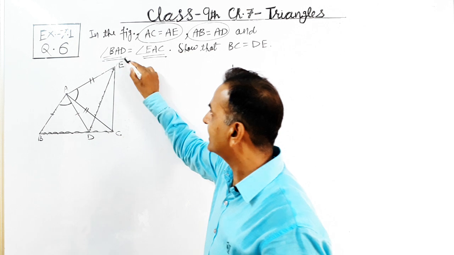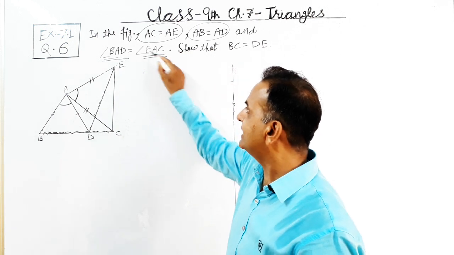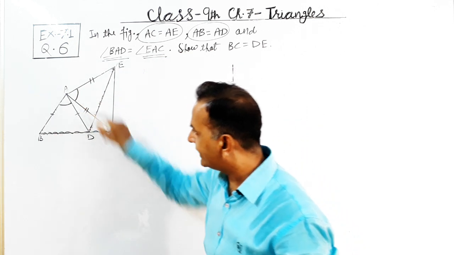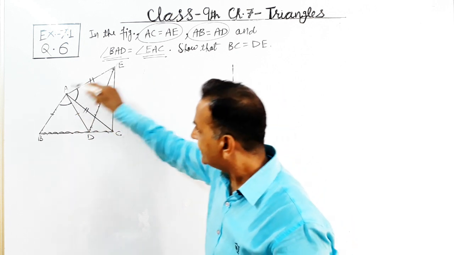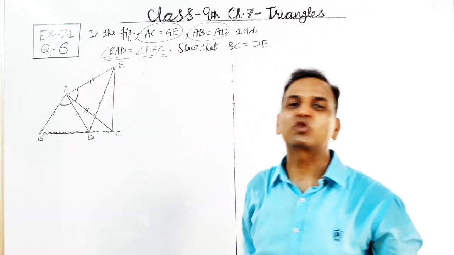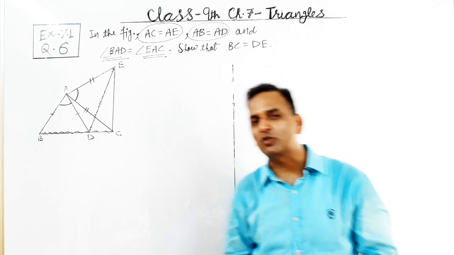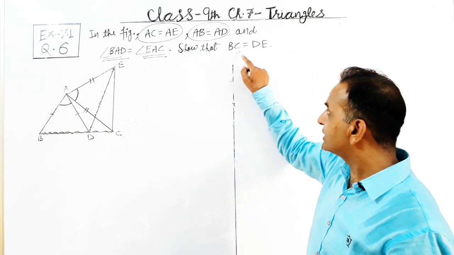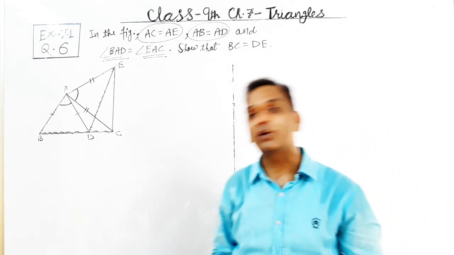Next, this angle BAD and this angle EAC, these two angles are equal. And what do we have to show? We have to show that BC and DE are equal.